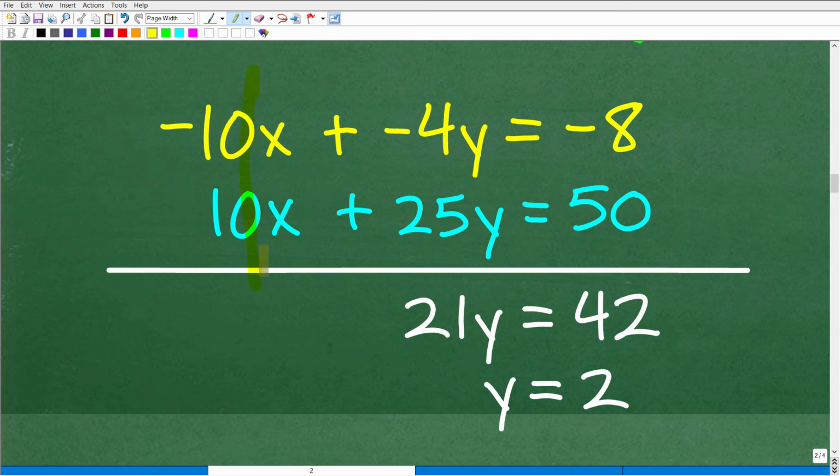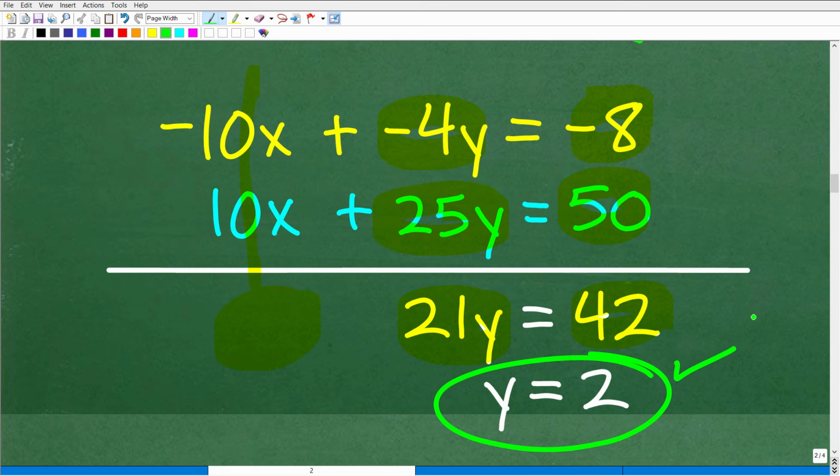So negative 10x plus a positive 10x is 0x. That goes away. Negative 4y plus a positive 25y is 21y. Negative 8 plus a 50 is 42. And then here I can solve for y by dividing both sides of the equation by 21, and I get y is equal to 2. Okay, so now we have our y coordinate.